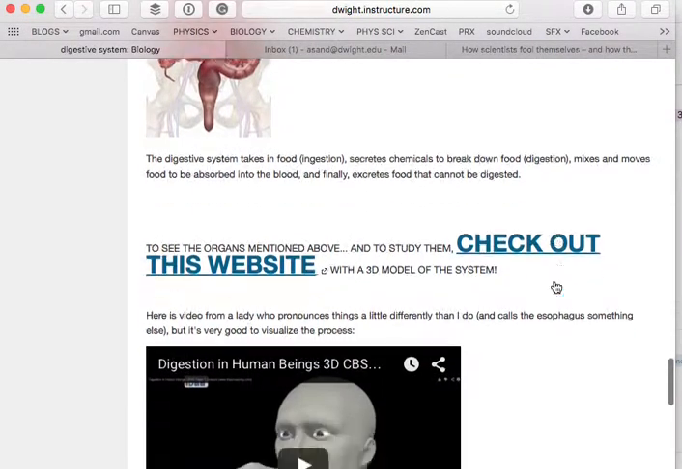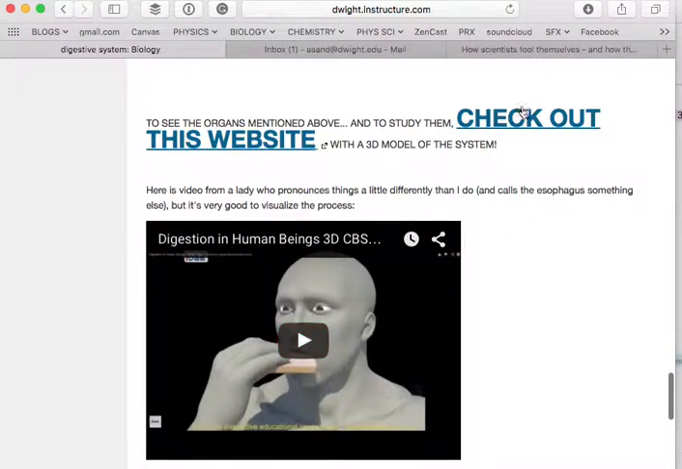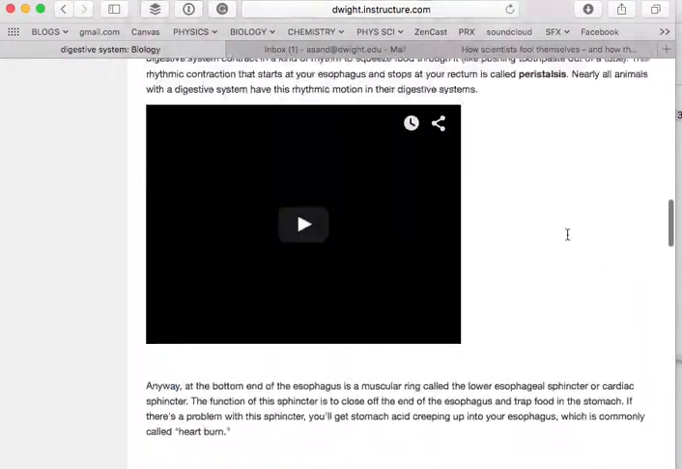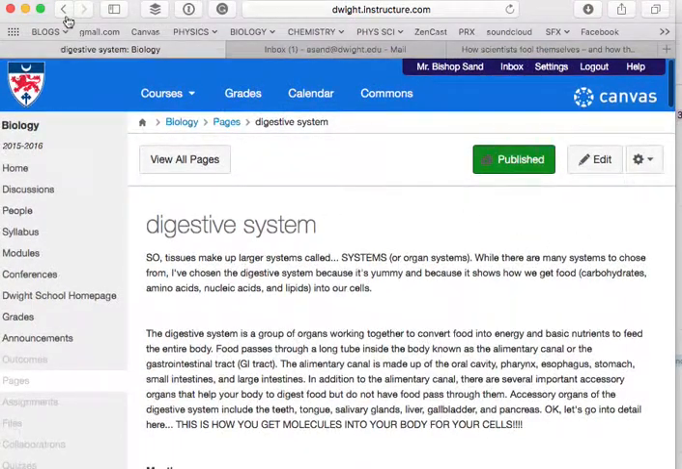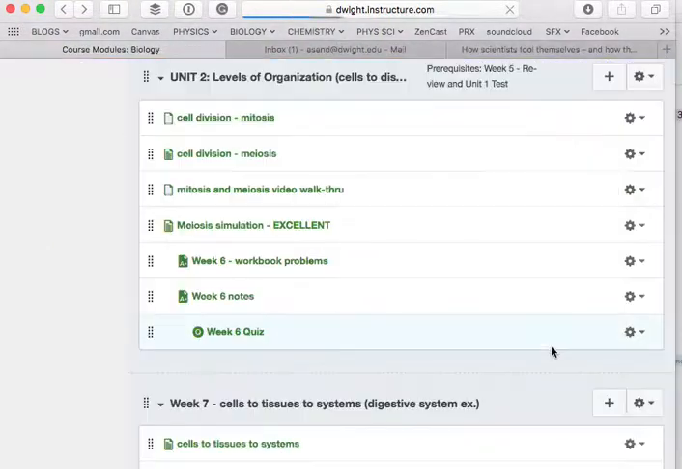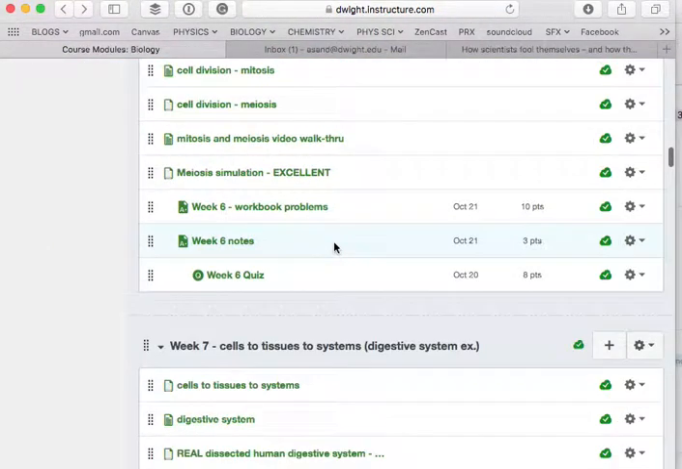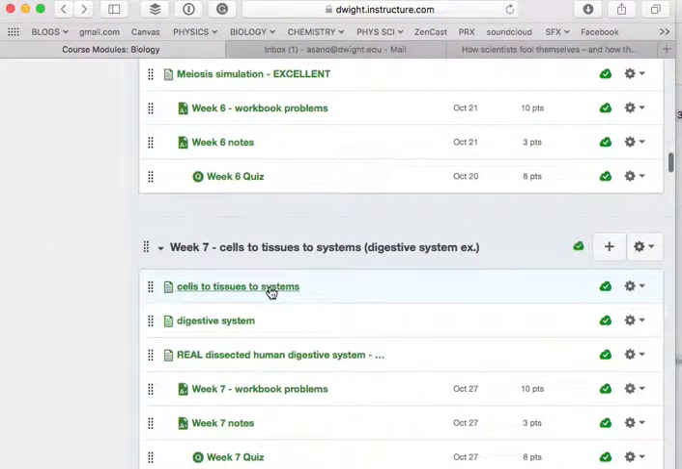This is pretty cool. This website is amazing. You should definitely check this website out with a 3D model of the digestive system. I never had that when I was younger, and I wish I did, because it's so good. All right, back to the modules. So the digestive system, that's something you need to have down pretty well.